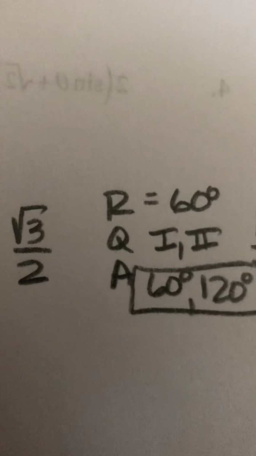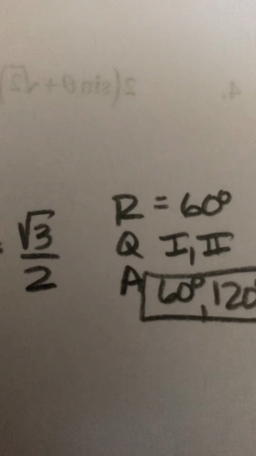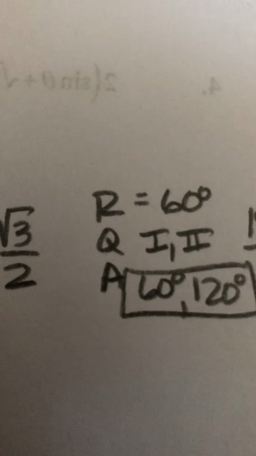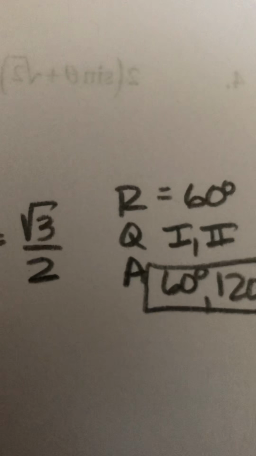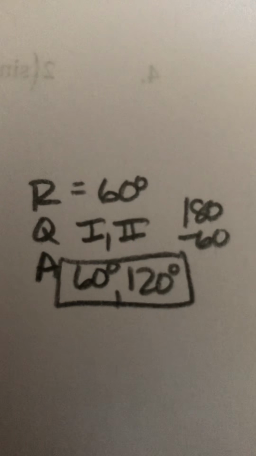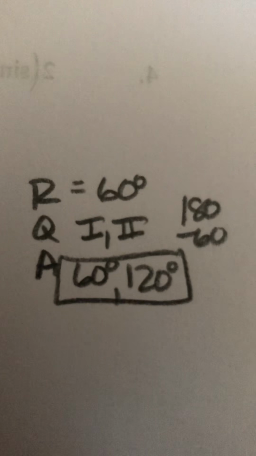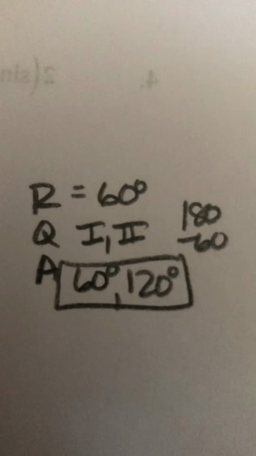So we go to our first chart on page 4. What angle has a sine of rad 3 over 2? That's 60 degrees. That's our reference angle. When is sine positive? In quadrants 1 and 2. So we put our reference angle into quadrants 1 and 2, and there we go. 60 degrees, and then 180 minus 60 is 120.